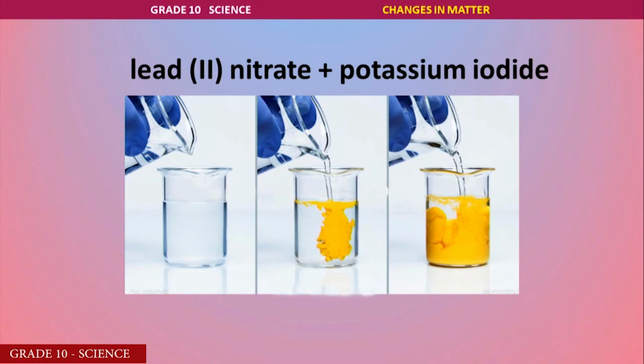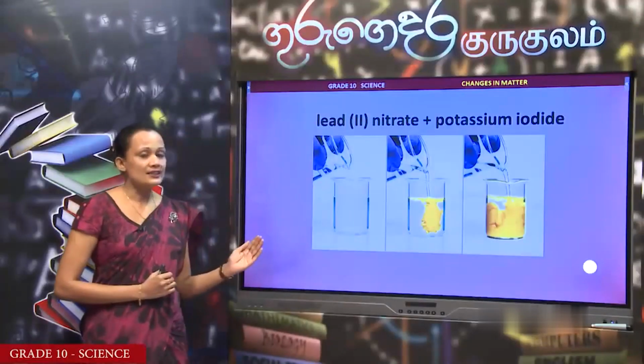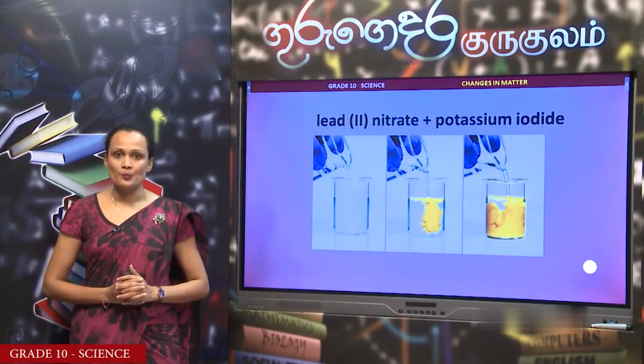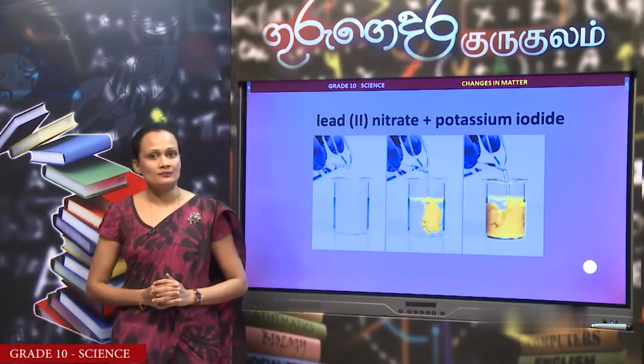If we consider the last picture, here you can observe clearly what happened. The color is changing into yellow, and after pouring it, if we keep it for a while, the yellow colored solid substance is deposited at the bottom. So we consider it as the precipitate. Likewise, in some chemical changes, precipitates are formed. That's why we can take it as another evidence for a chemical change.